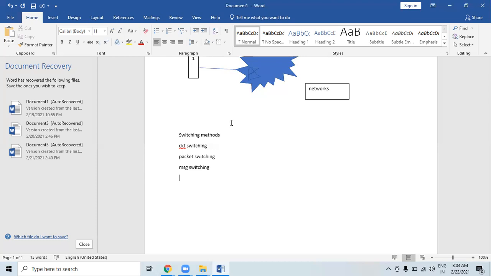So what is the difference between packet switching and circuit switching? As I said, circuit and packet switching are commonly used today, but message switching has been phased out in general communication, though it is still used in networking applications. Within a network, packet switching breaks a stream of data into small blocks of data.